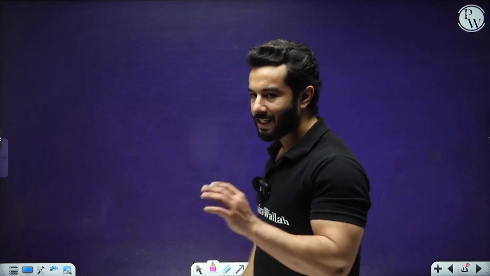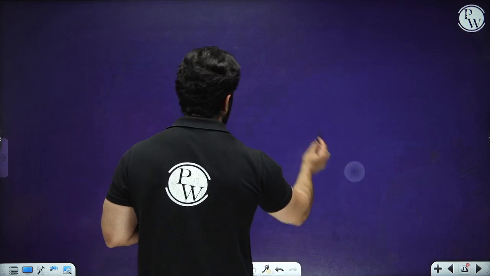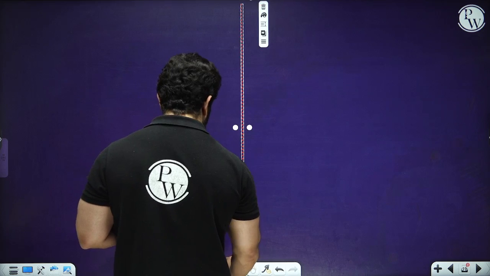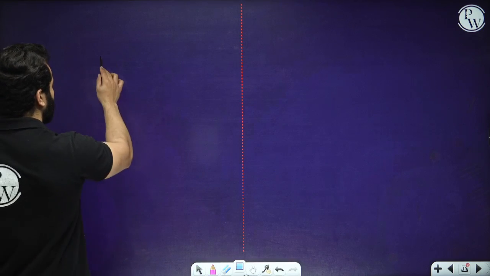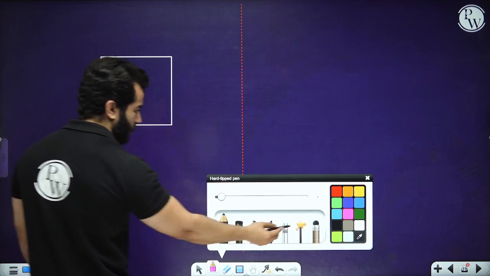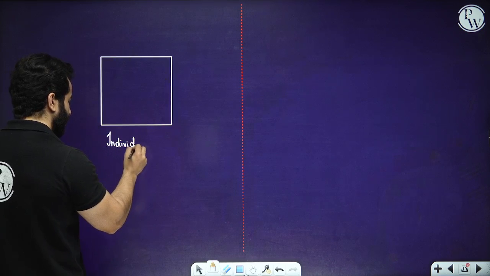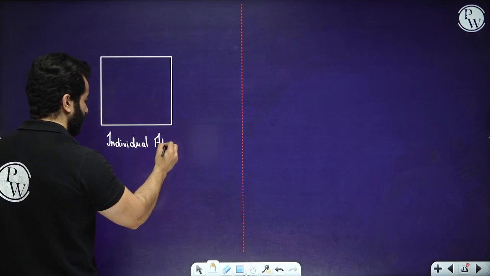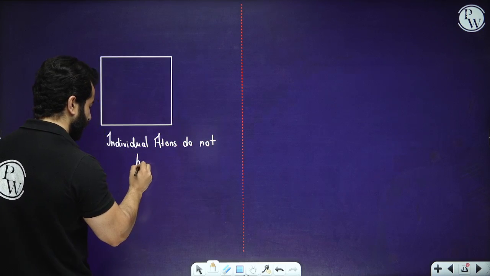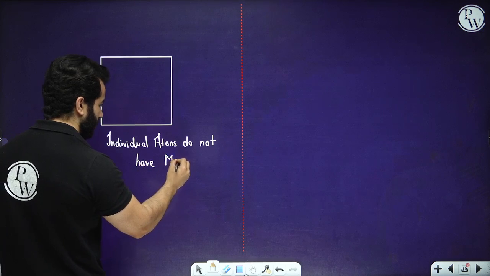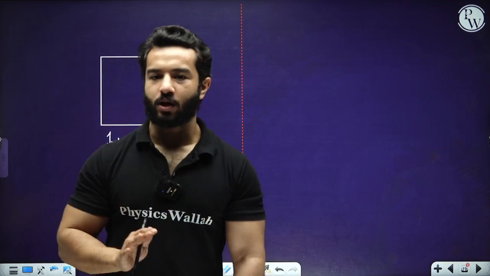Now before starting this topic, let me tell you that there are two types of material in general. I'm not talking about ferromagnetic or paramagnetic. I'm talking about a classification that we are going to learn before that. There are two types of material. One is in which the individual atoms do not have magnetic moment. So the individual atom itself does not have the magnetic moment.